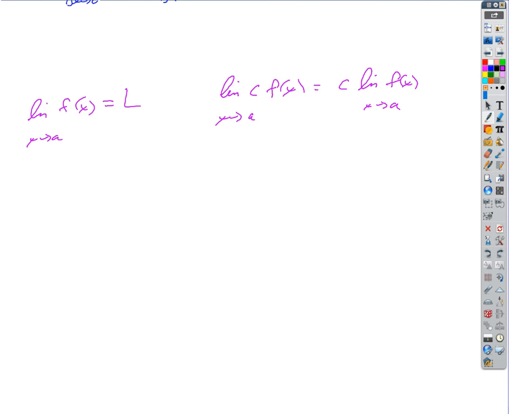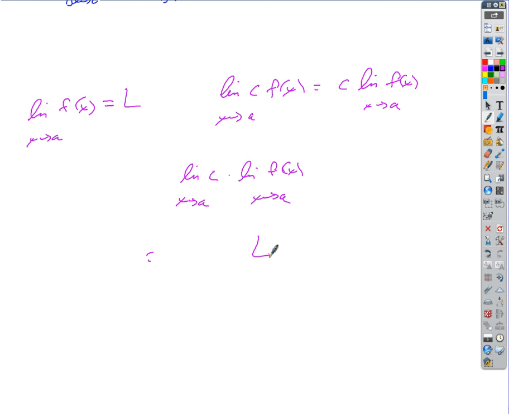Because really right here, I could just split this up into 2 separate limits. Here's the justification. You'd never write it this way. This is way overkill. But we could break this up into the limit of c as x approaches a times the limit of f of x as x approaches a. Well, what's the limit of f of x as x approaches a? L.